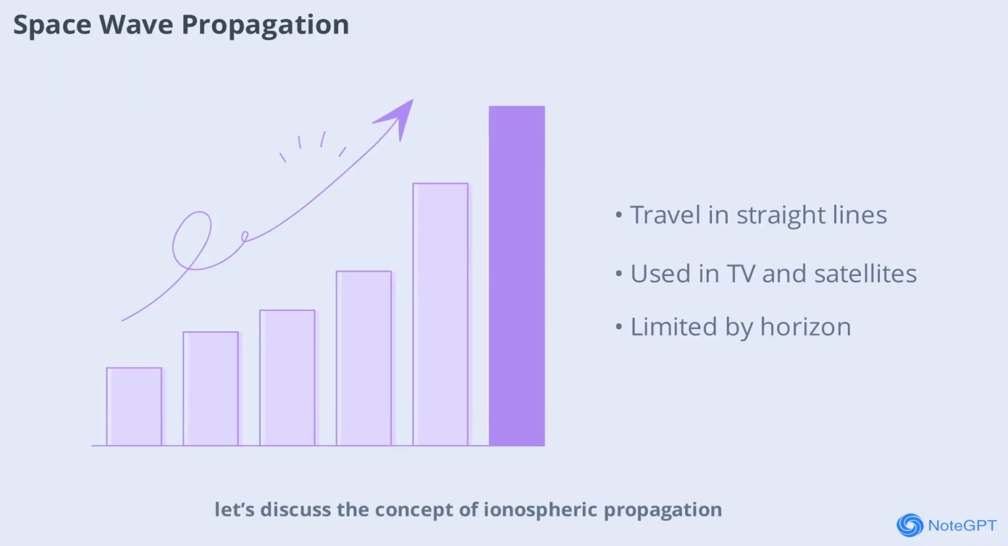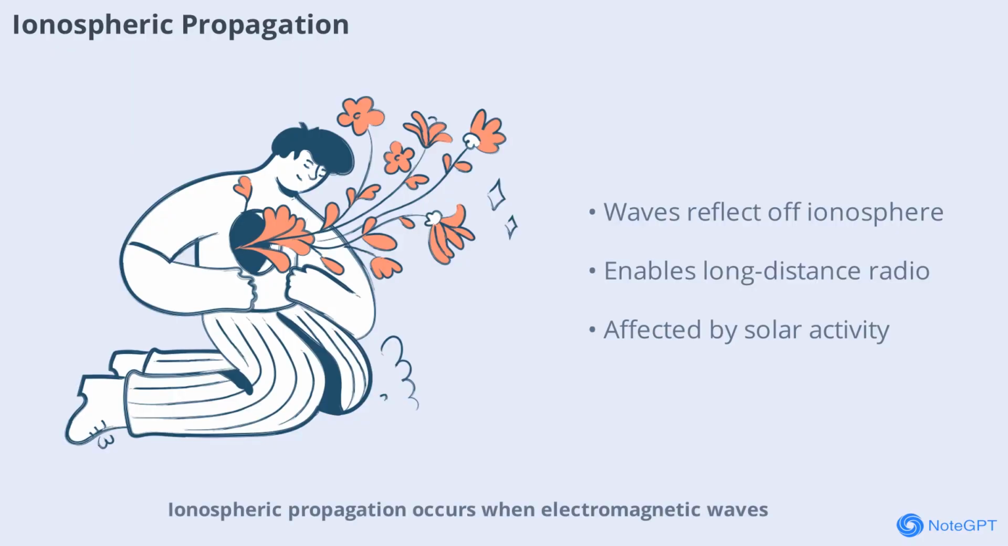Next, let's discuss the concept of ionospheric propagation. Ionospheric propagation occurs when electromagnetic waves are reflected or refracted by the ionosphere, a layer of charged particles high above the Earth. This allows radio signals to travel beyond the horizon, making long-distance communication possible. The ionosphere's properties change with time of day, season, and solar activity, affecting signal quality. Understanding ionospheric propagation is essential for amateur radio, aviation, and global broadcasting.